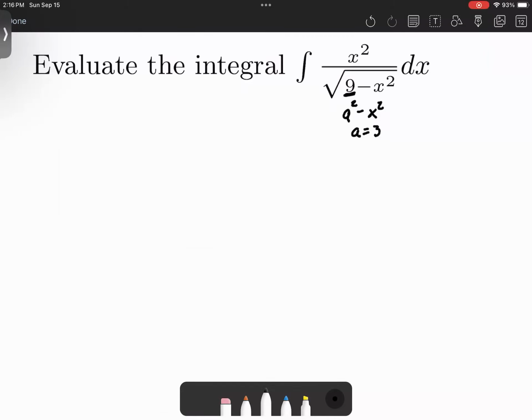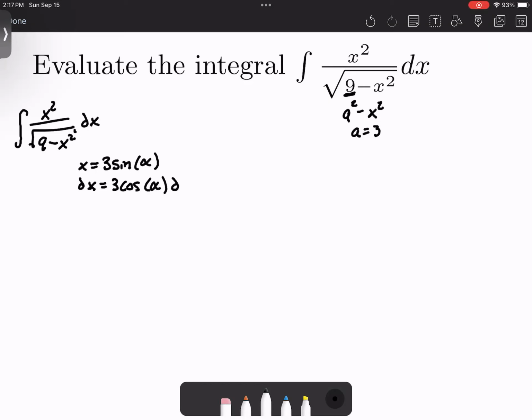So I'm going to copy down the integral exactly as it is. And my first step is going to be the sine substitution. A squared is 9, so my a is 3. And finding a differential here, I get 3 times cosine d, what I'm calling alpha.